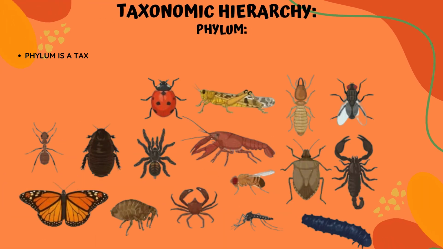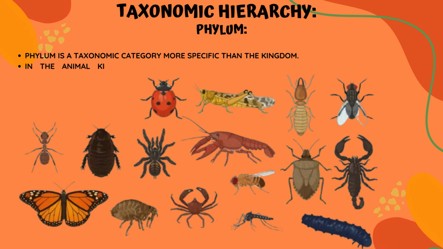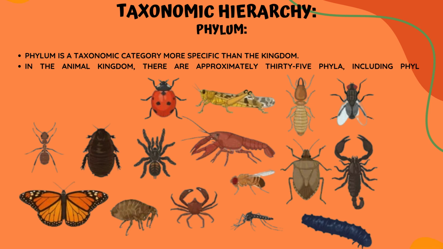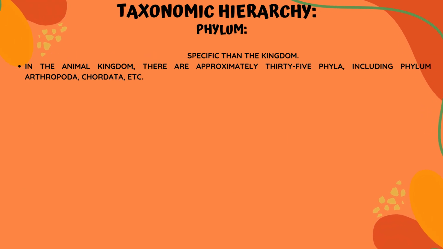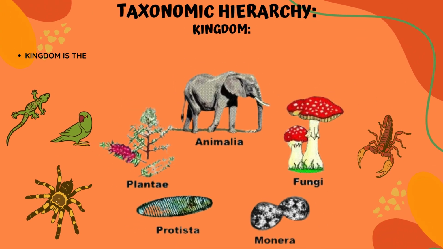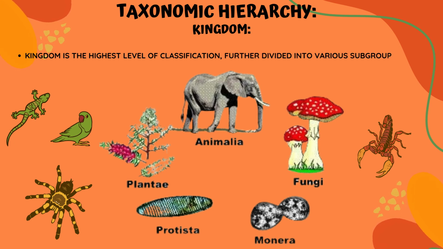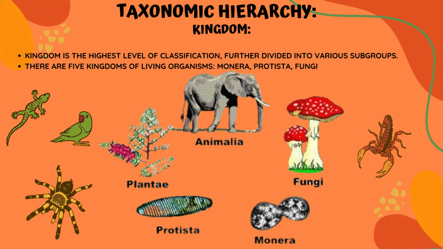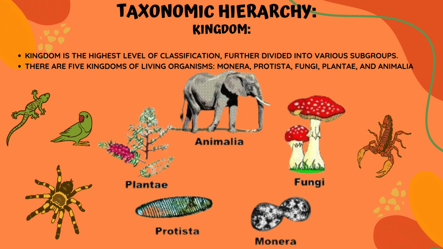Phylum. This category is more specific than kingdom. In the animal kingdom, there are around 35 phyla that include phylum Arthropoda, Chordata, etc. Kingdom. The highest level of classification is the kingdom, which is further divided into various subgroups. The total kingdoms of living organisms are 5 in number, which include Monera, Protista, Fungi, Plantae, and Animalia.